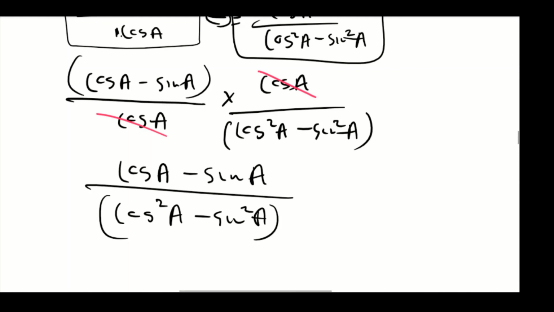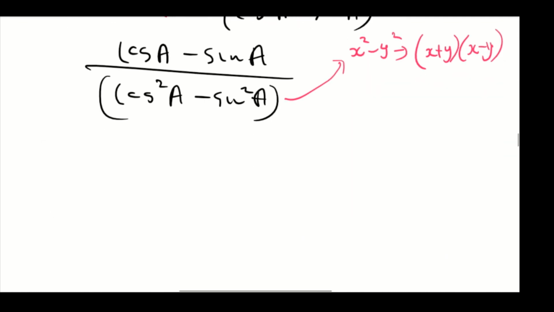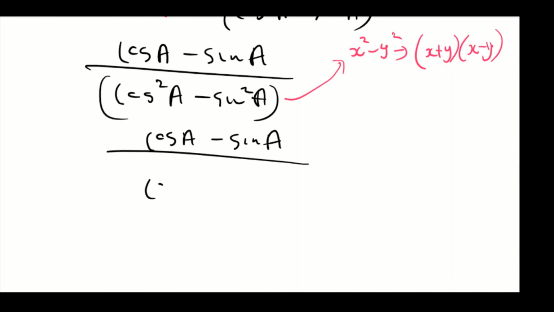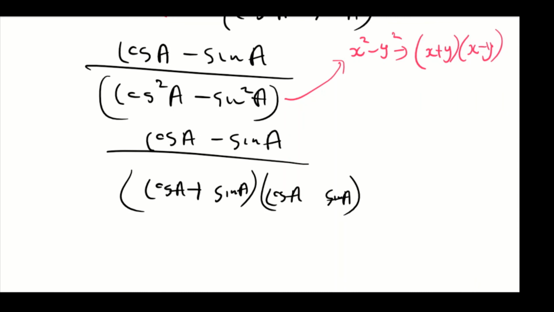Another thing that I need you to know is that at the bottom, this is the difference of two squares, right? If maybe you have x squared minus y squared, to factorize this, you'll have x plus y and x minus y, right? So you're going to do the same thing here to factorize. So you will have cos of A minus sine of A divided by, you put the bracket there, cos of A and sine of A, and it's going to be plus and minus.